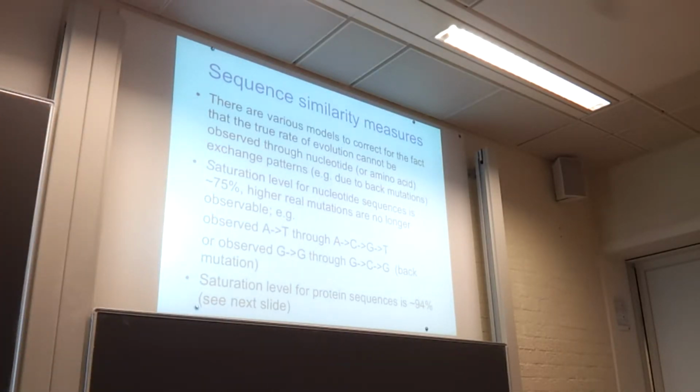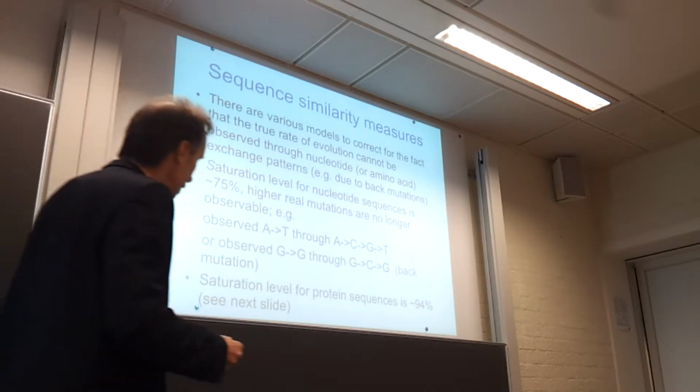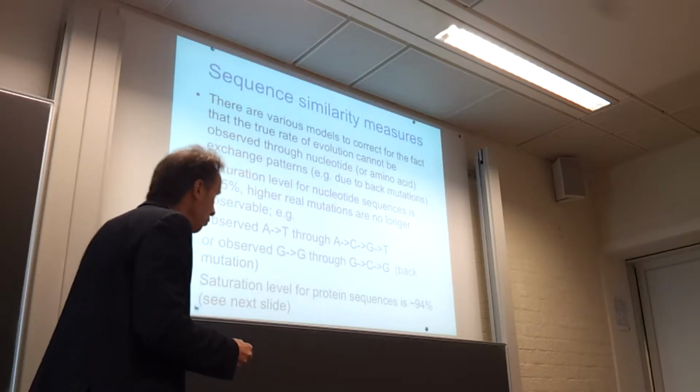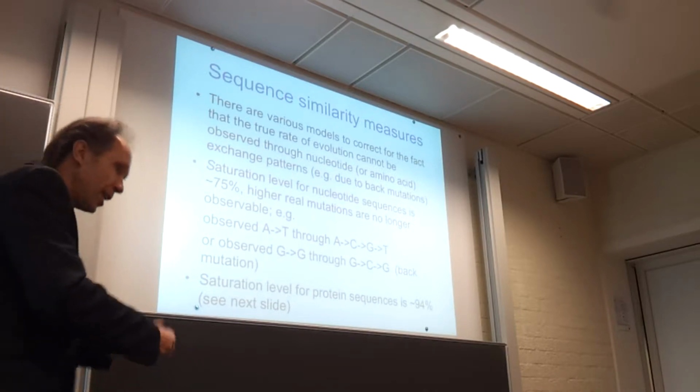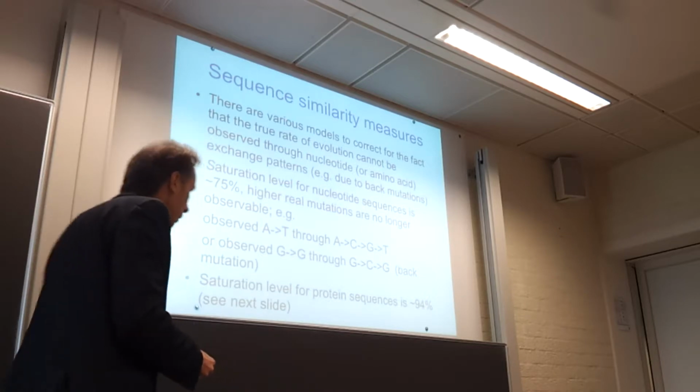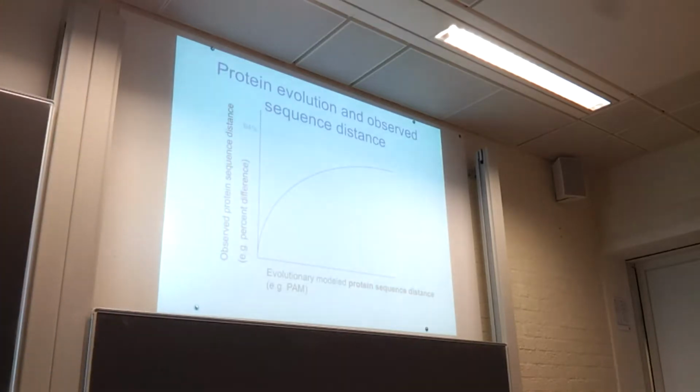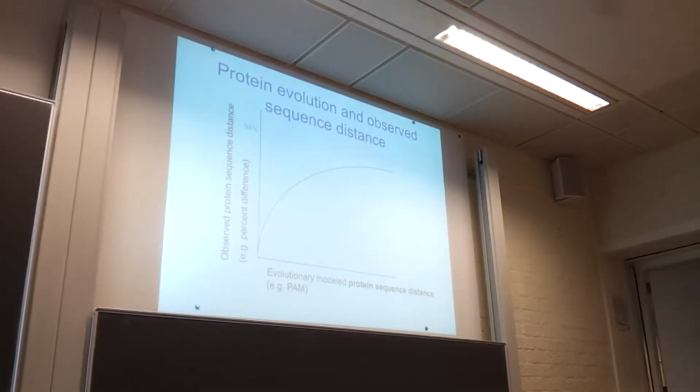Yeah? Basically what you get, and I'll show you the 2 plots, is that whatever you model in protein sequences, you won't be able to get more than 94% different sequences, for these reasons. Back mutations, so a lot is happening. If you model it, you will not be able to observe it all. And the plot looks like this in proteins.